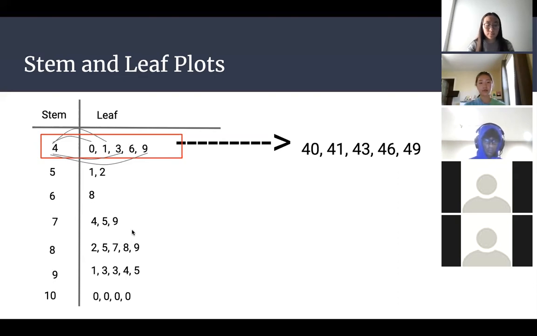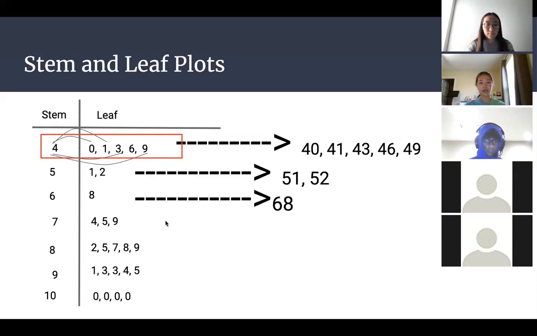So in the chat, can you guys put the numbers that are in the fourth row of the stem and leaf plot? So where the stem is 7 and the leaves are 4, 5, and 9. Just list them out. Yeah, good job. Some of you are saying it's 74, 75, and 79, which is correct.